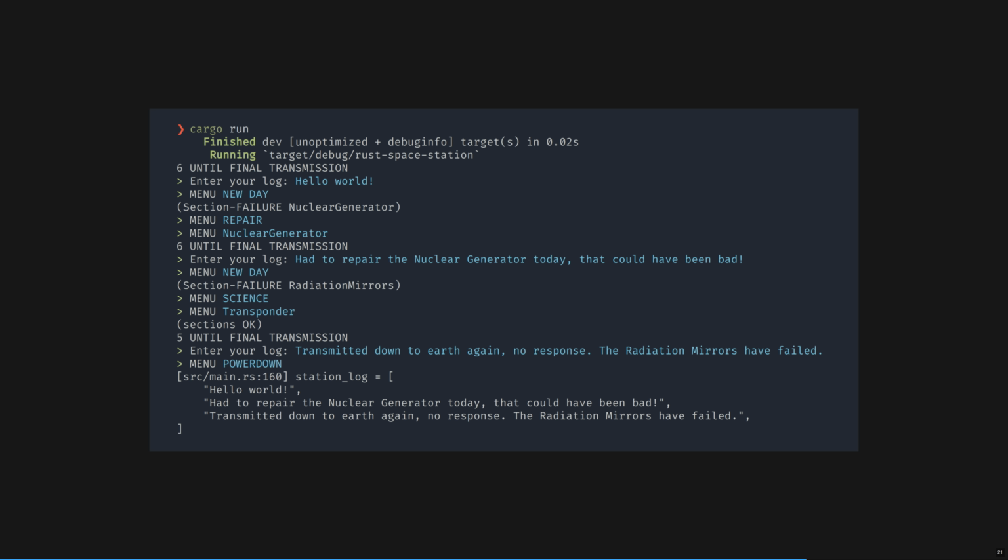Each day, we prompt the user for their station log, where they can journal how their last day went, what science experiments they had run, what sections had broken overnight, and more importantly, how they feel about all that. Though we've built a very simple game in terms of mechanics, the genius of journaling games is to provide a structure onto which the imagination of the user can be allowed to run free.